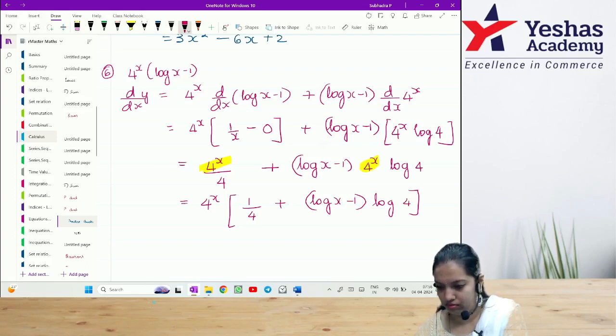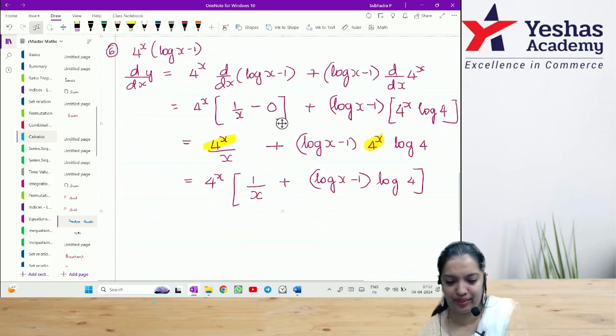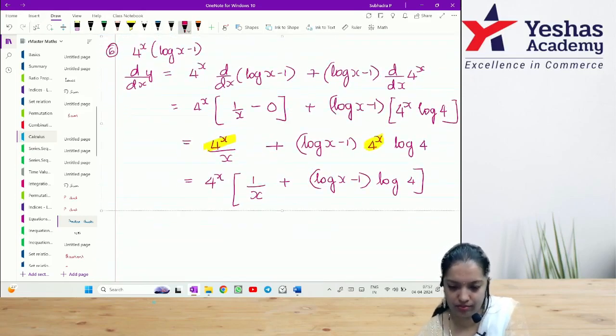There. Oh, sorry. Printing mistake. Seventh one. Right? Seventh one.